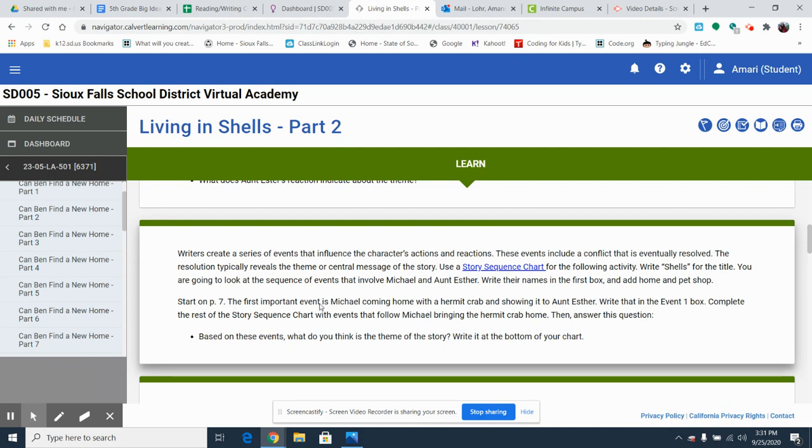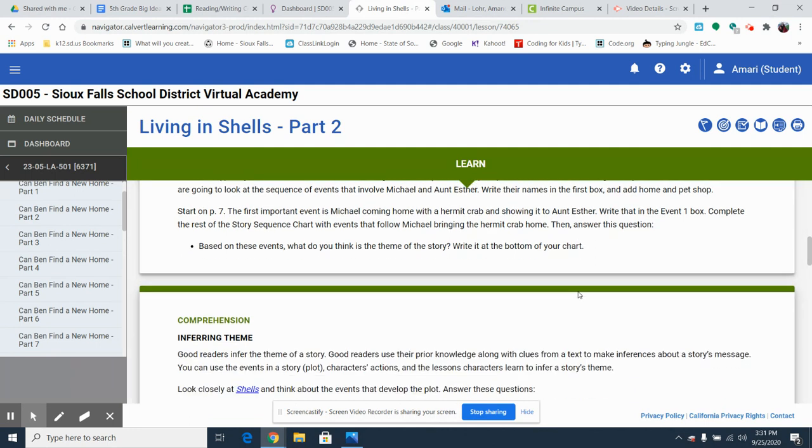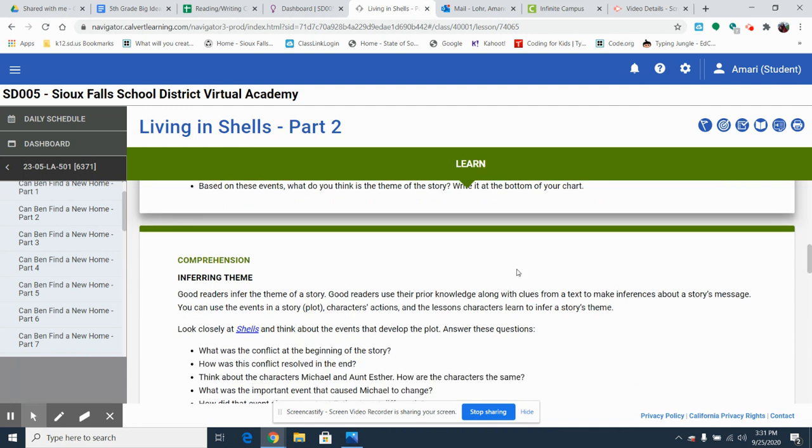Start on page 7. The first important event is Michael coming home with a hermit crab and showing it to Aunt Esther. Write that in the event 1 box, and then complete the rest of the story sequence chart with events that follow Michael bringing home that hermit crab. And then you can discuss this with the person that you're working with. What do you think the theme of the story is? Actually, I think you should write that at the bottom of your chart once you discuss it with the person that's helping you.